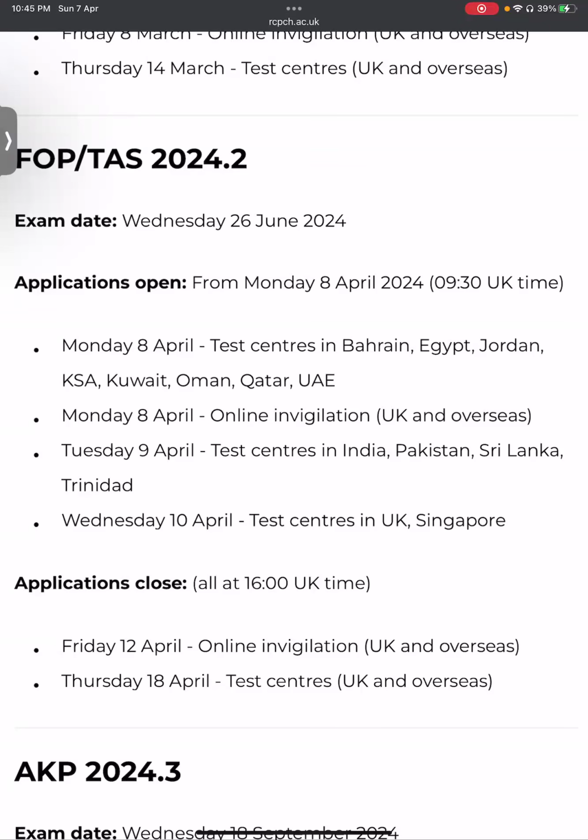I'll apply tomorrow. Exactly. But what happens is that tomorrow is going to be a lot of load here. The reason is tomorrow is the first day of online invigilation for UK and non-UK candidates. Everybody wants to save the time and money for traveling, so they prefer the online exam. That is the reason tomorrow it's going to be hectic.